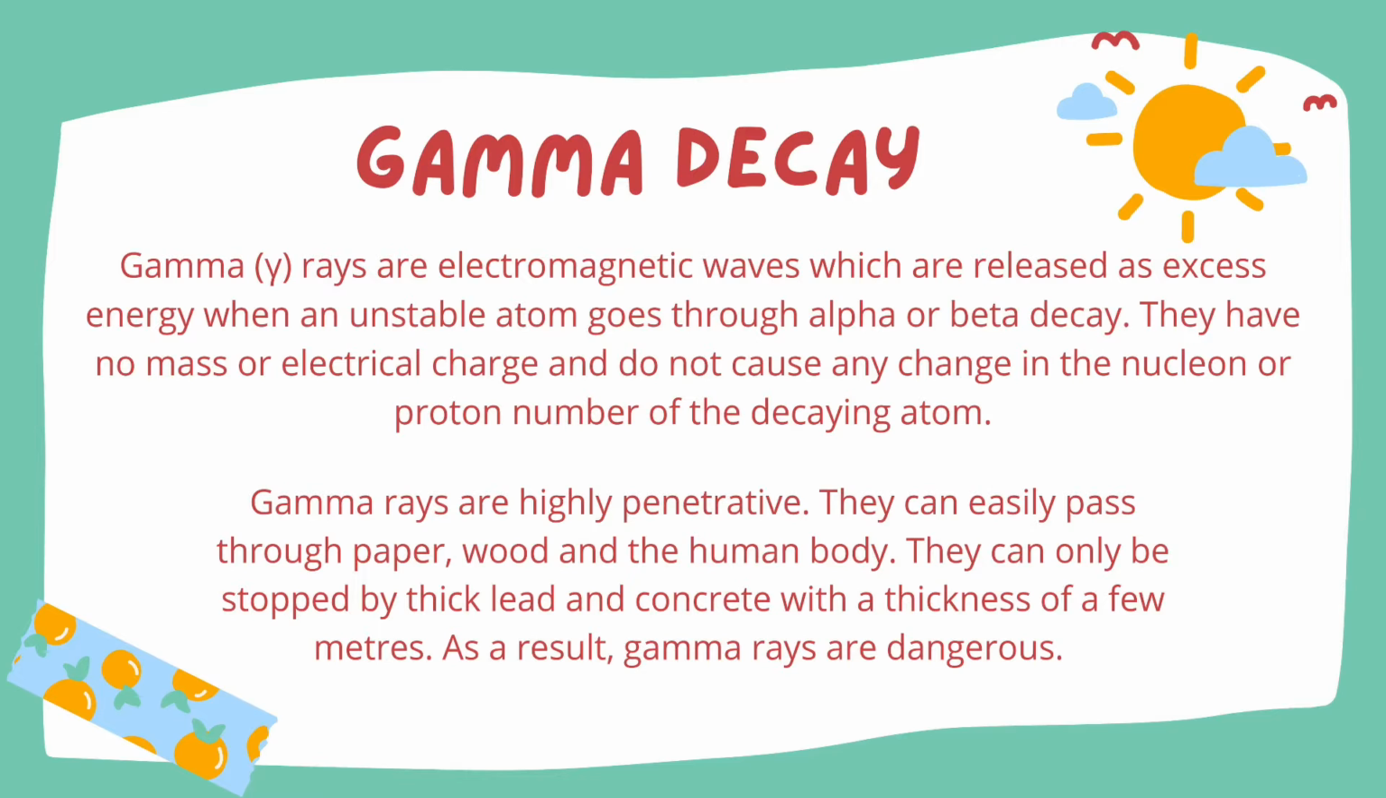Gamma decay. Gamma rays are electromagnetic waves which are released as excess energy when an unstable atom goes through alpha or beta decay. They have no mass or electrical charge and do not cause any change in the neutron or proton number of the decaying atom. Gamma rays are highly penetrative. They can easily pass through paper, wood, and the human body. They can only be stopped by thick lead and concrete with a thickness of a few meters. As a result, gamma rays are dangerous.